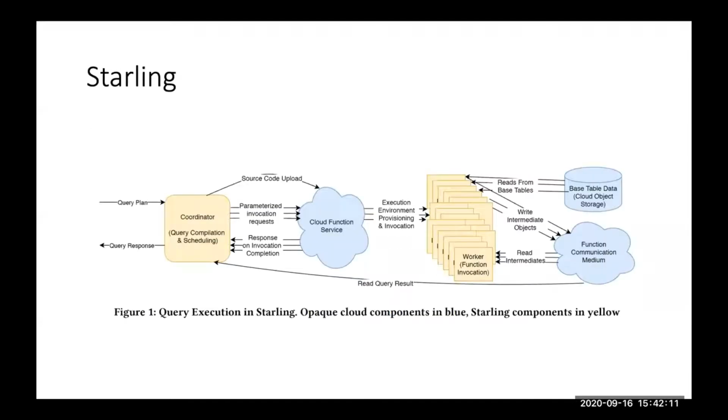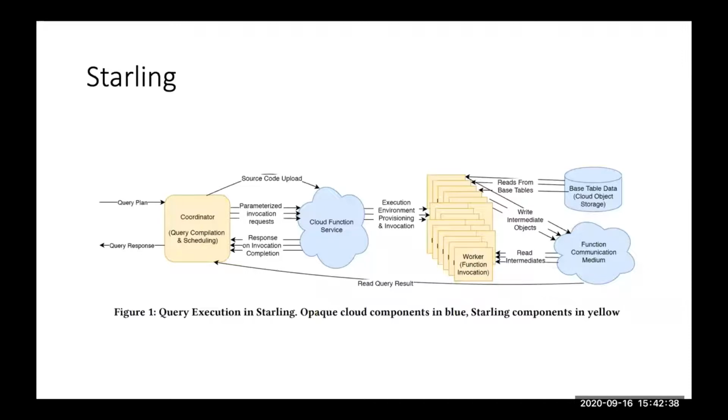So this is the overall working of Starling. There is a coordinator that must always be running. But it is relatively lightweight, so it can run on a very small instance, for example. And Starling is basically a query execution platform.